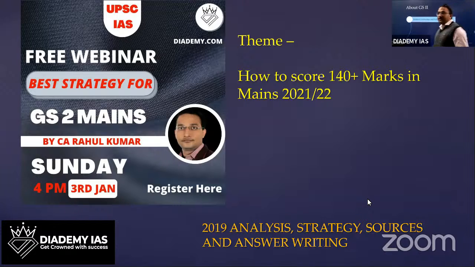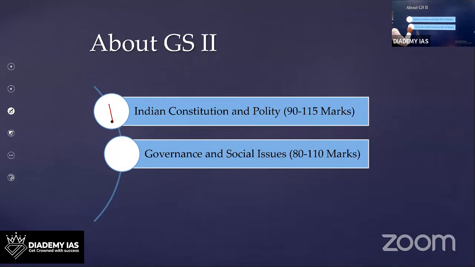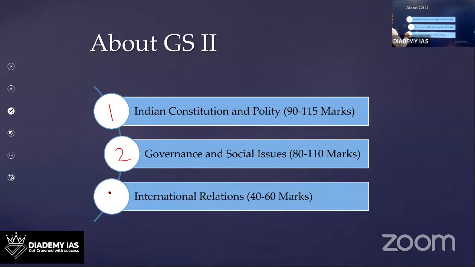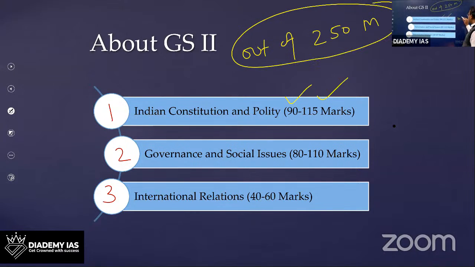GS paper 2 mains exam has 3 components. Number 1, Indian Constitution and Polity. Number 2, governance and the social issues. Number 3, IR. If we talk about the first one, the weightage is between 90 marks to 115 marks, and this is out of total 250 marks in the GS paper 2. That means the weightage is somewhere around 40% to 45%.